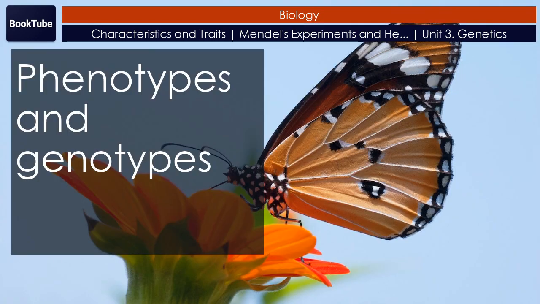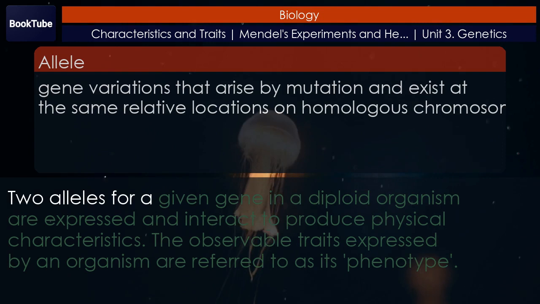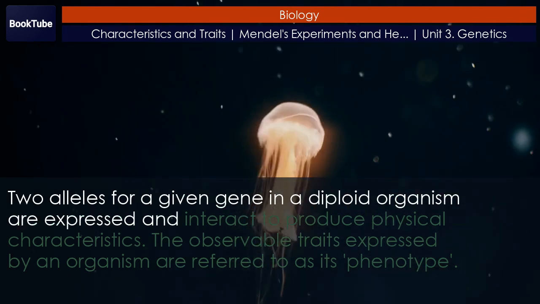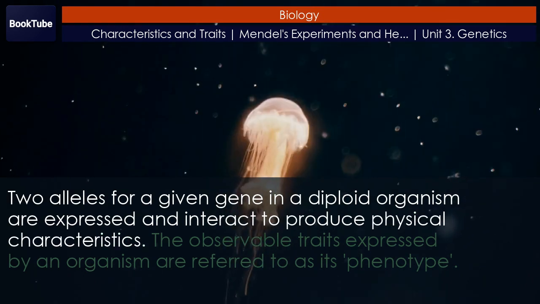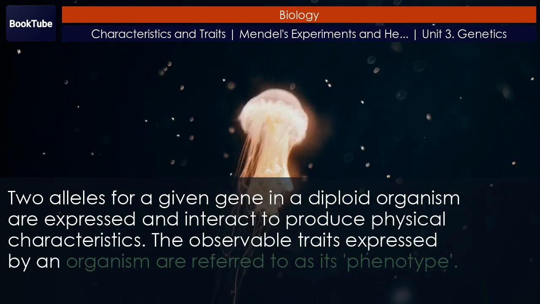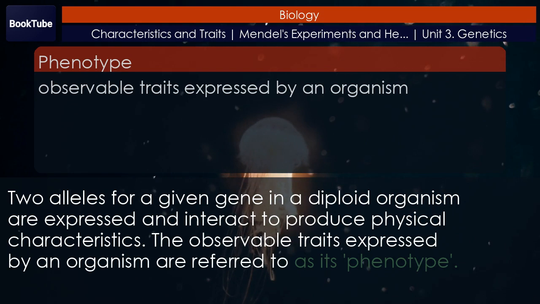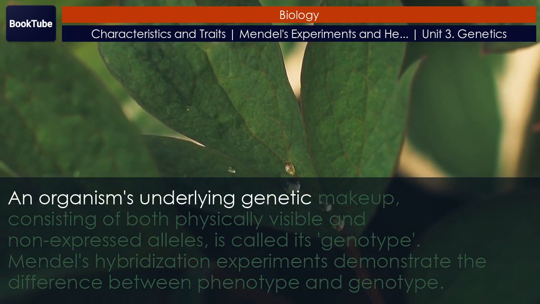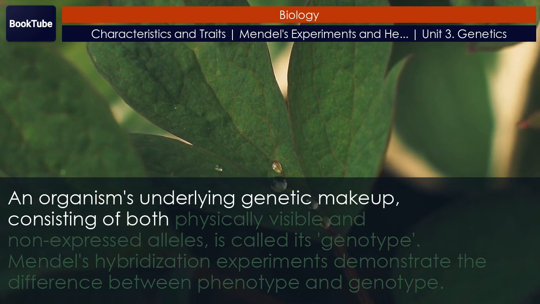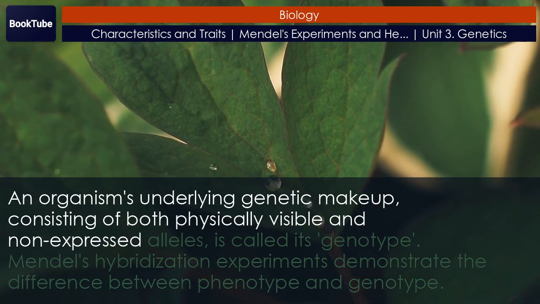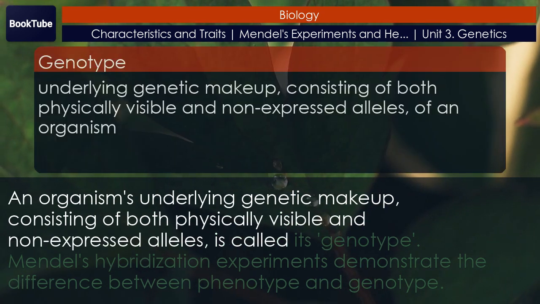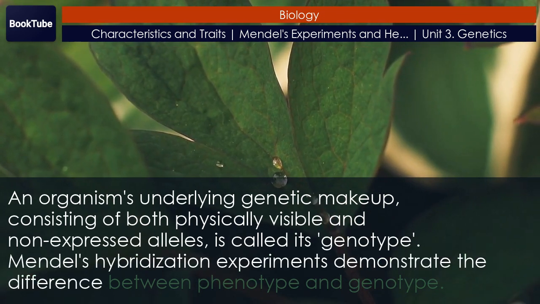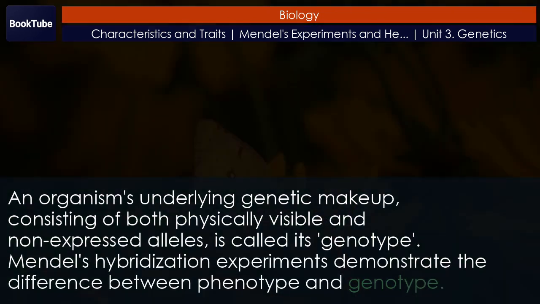Phenotypes and genotypes. 2 alleles for a given gene in a diploid organism are expressed and interact to produce physical characteristics. The observable traits expressed by an organism are referred to as its phenotype. An organism's underlying genetic makeup, consisting of both physically visible and non-expressed alleles, is called its genotype. Mendel's hybridization experiments demonstrate the difference between phenotype and genotype.